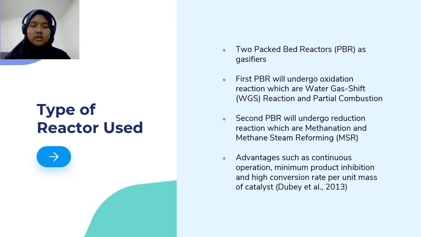For this reaction, 2 packed bed reactors are chosen as the gasifier. The first PBR will undergo oxidation reaction, which are water-gas shift reaction and partial combustion, whereas the second PBR will undergo reduction reaction, which are methanation and methane steam reforming. There are several advantages of using a continuous packed bed reactor, which is why it is chosen for this reaction.